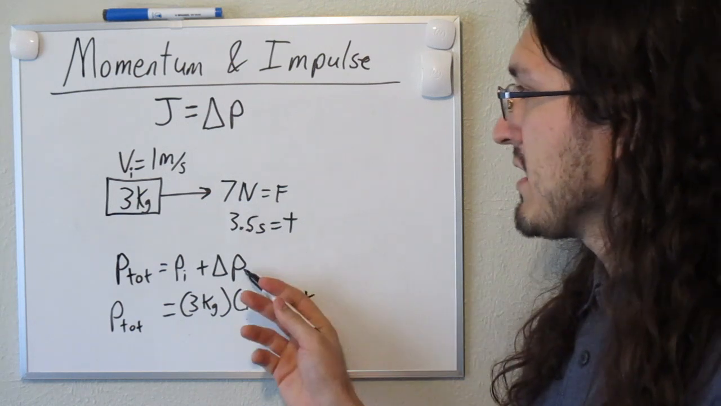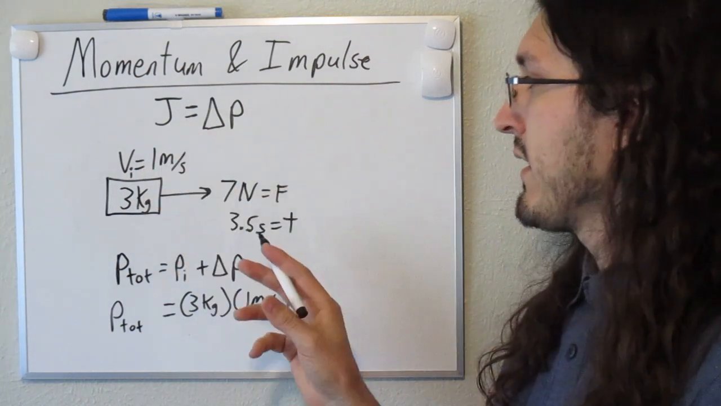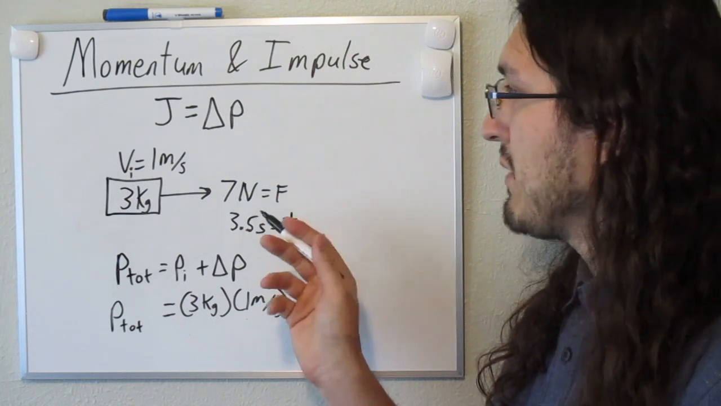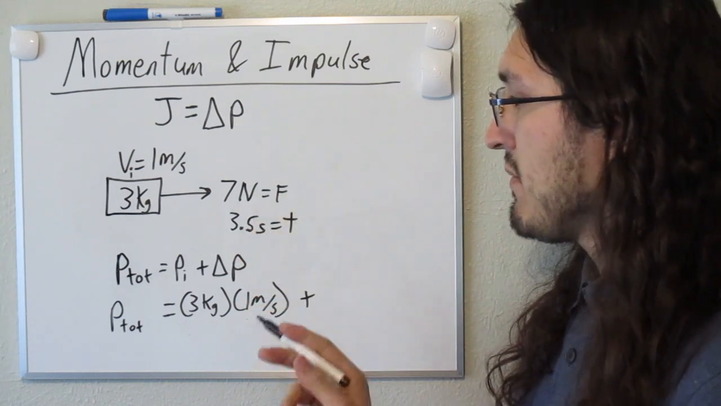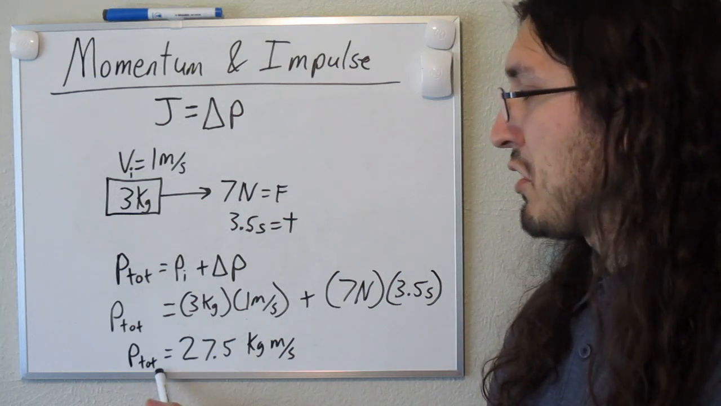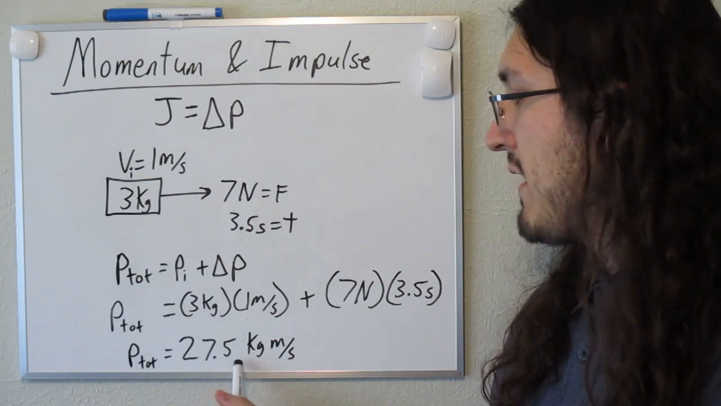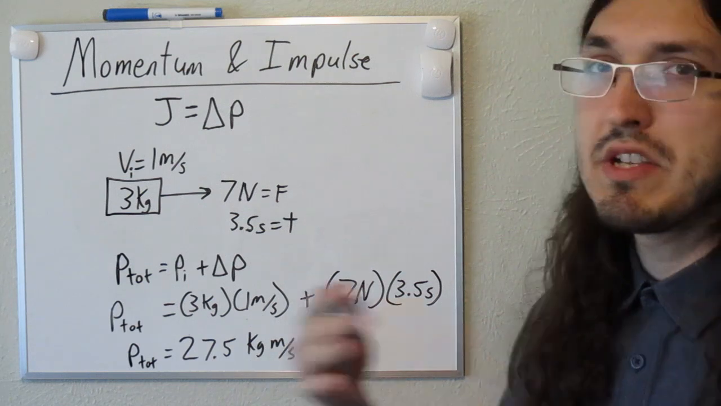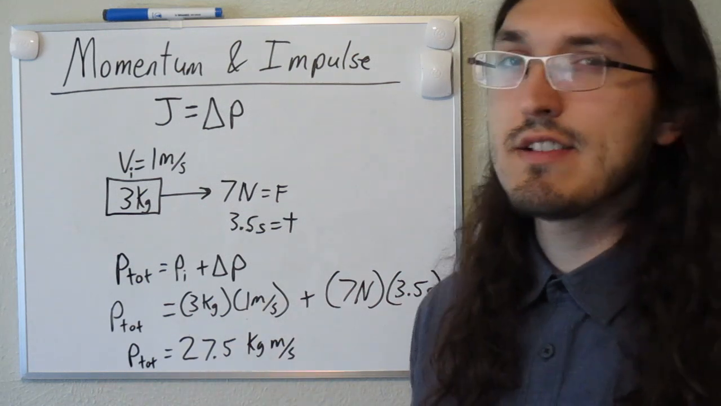And then the change in momentum is equal to the impulse, so I'm going to add that. I know that my impulse was caused by this force over this time, so I'm going to multiply those two together. After I crunch all these numbers together, I find that the total momentum is 27.5 kilogram meters per second. And I should put a direction there too, because momentum is a vector. So I'm going to say to the right.